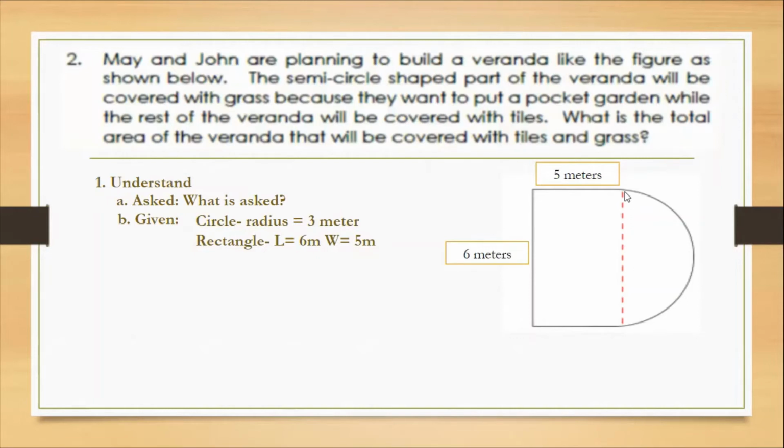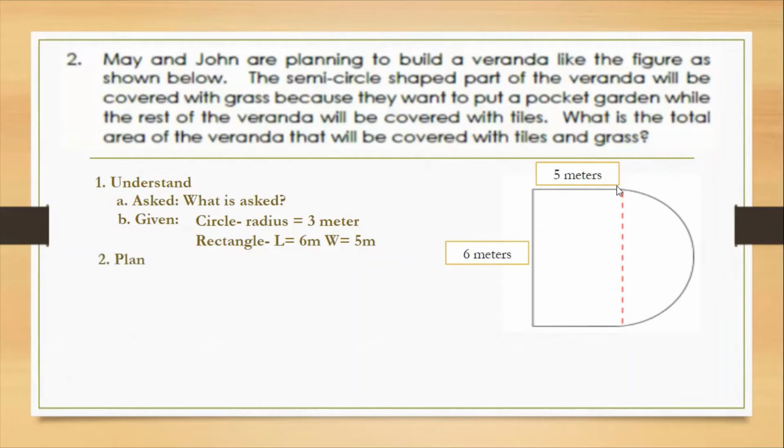If we have a diameter of 6 meters, then the radius is half of 6, which is 3 meters. So the radius of our circle is 3 meters. For our rectangle, we have the length, which is 6 meters, and the width, which is 5 meters.